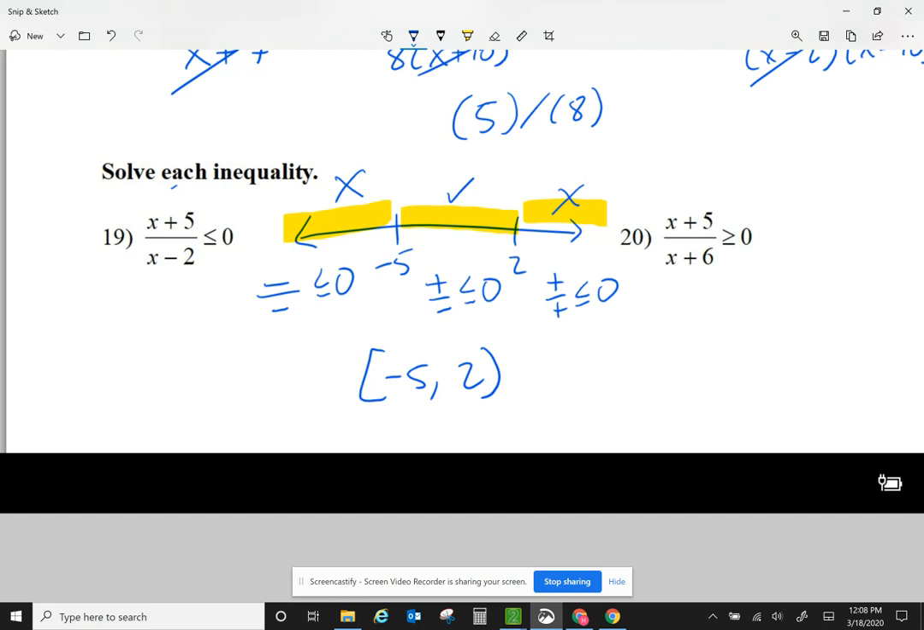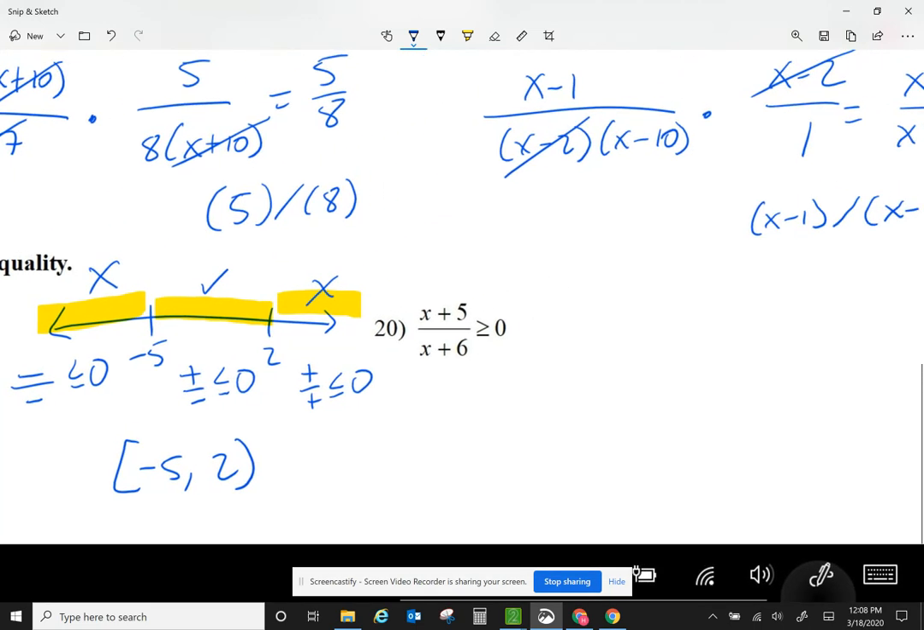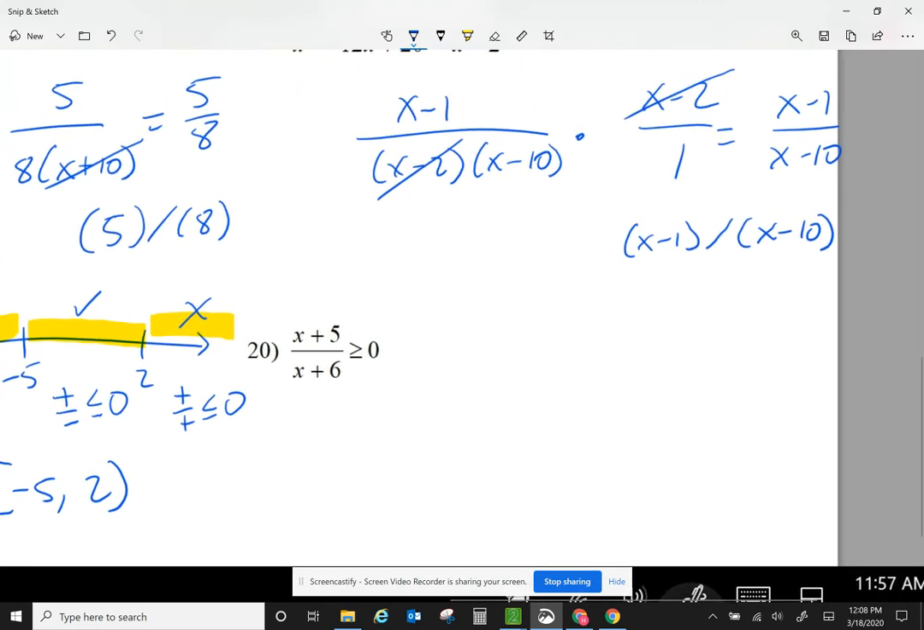I use a bracket on negative 5 because that comes from the top. That's what makes the top equal to 0. I use a parenthesis for the 2 because that's what makes the bottom equal to 0. Now let's take a look at this other one.